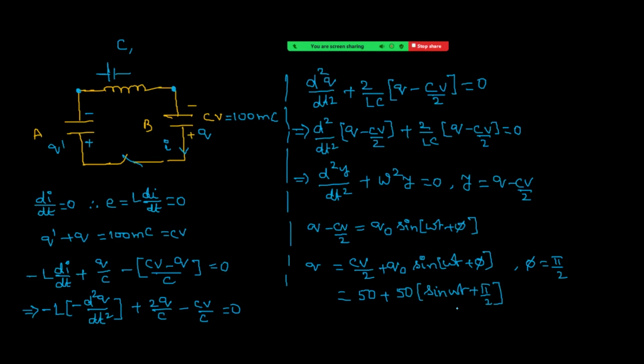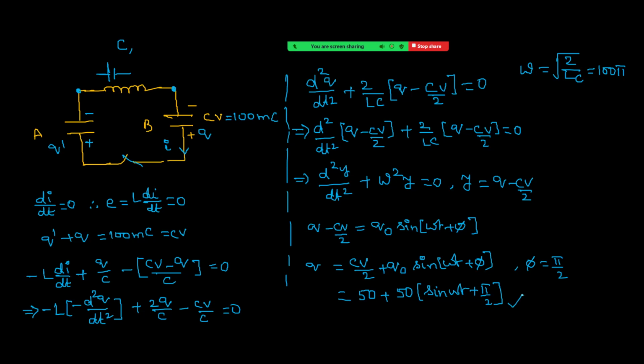And see what options they have given. I think the options are given like cos, right? This is now cos omega t: 50 into 1 plus cos omega t. And what is the omega value? Omega squared is 2 by LC, so omega is root of 2 by LC. And you can see here, the value of LC is already given. If you take the LC value, we get omega as 100 pi. This is the value of omega by taking the value of LC given in the question. It is 100 pi. That means option C matches.